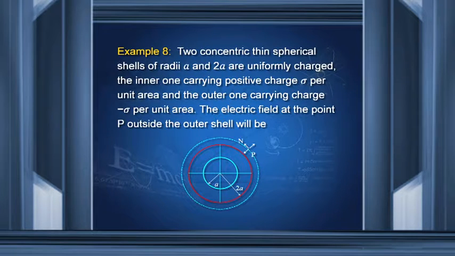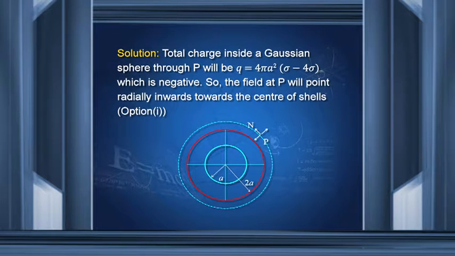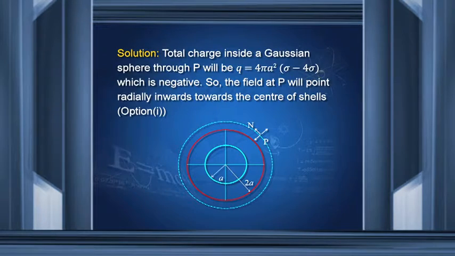Again we draw a Gaussian sphere. What is the charge on this? It is 4 pi into square of 2a into sigma with a minus sign, and on this shell it is 4 pi a squared into sigma. So, the total charge would be 4 pi a squared into sigma minus 4 sigma. The outer one carries a larger charge because it has a larger area. So, the net charge is negative.